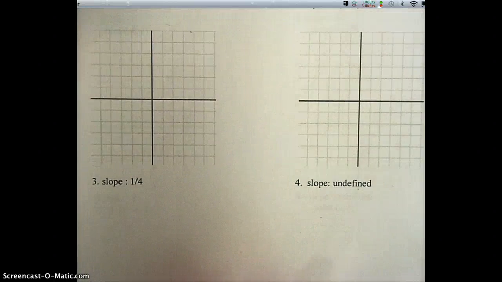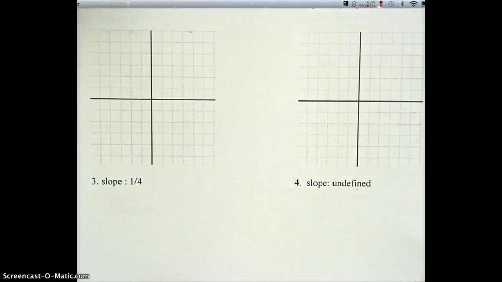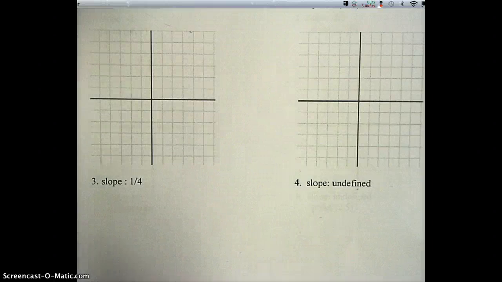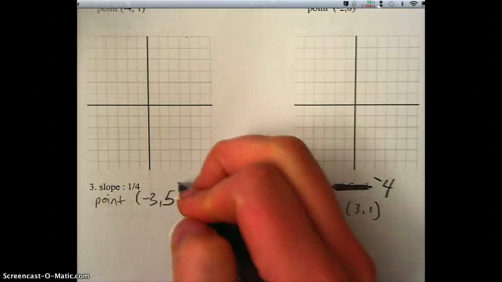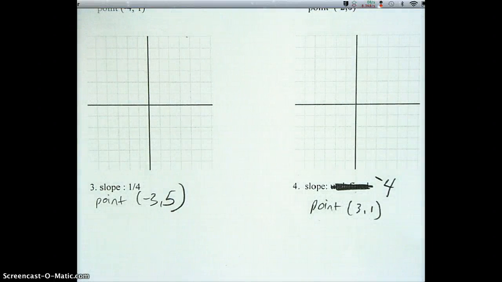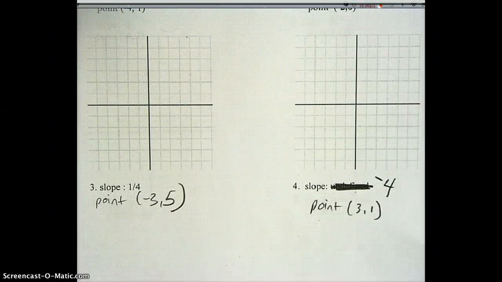Here are the solutions to 3 and 4. Okay, so in 3, the slope is 1/4 and the point is (-3, 5). So you start at (-3, 5), so -3 and up 5. We're starting here. Now we're going to use a slope of 1/4. So remember, a slope of 1/4 means that the rise is 1 and the run is 4. So from here, I'm going to rise 1 and go over 4.